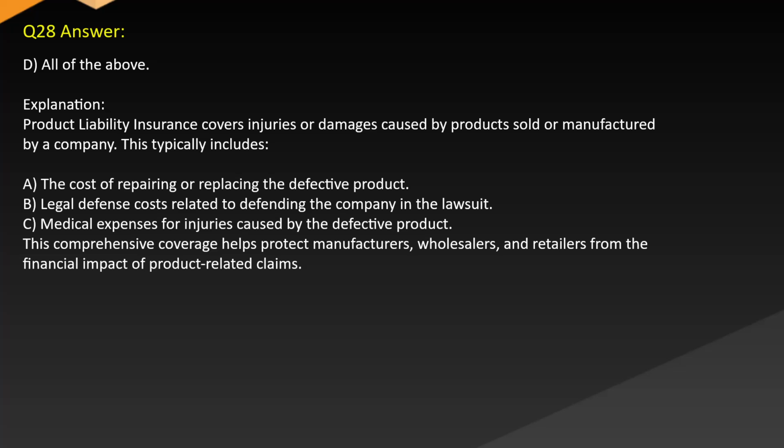Explanation: Product liability insurance covers injuries or damages caused by products sold or manufactured by a company. This typically includes A. The cost of repairing or replacing the defective product. B. Legal defense costs related to defending the company in the lawsuit. C. Medical expenses for injuries caused by the defective product. This comprehensive coverage helps protect manufacturers, wholesalers, and retailers from the financial impact of product-related claims.